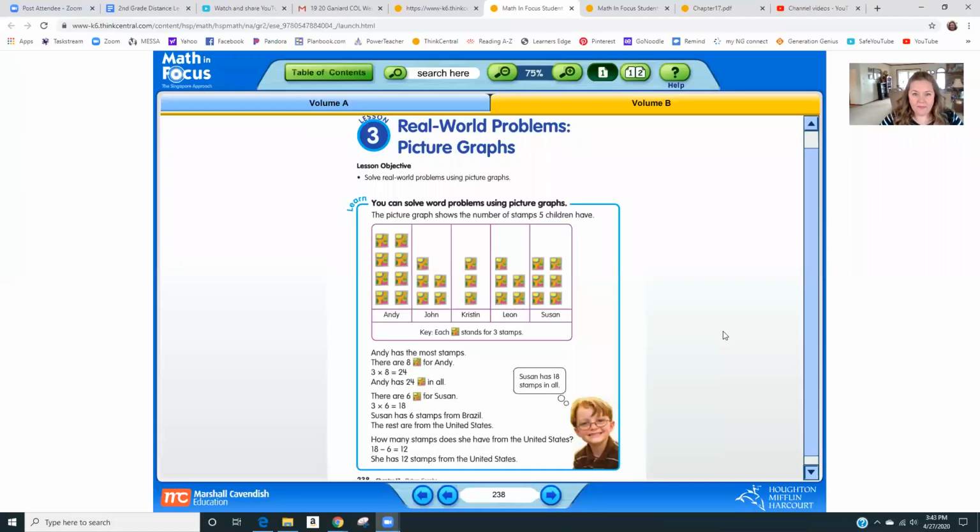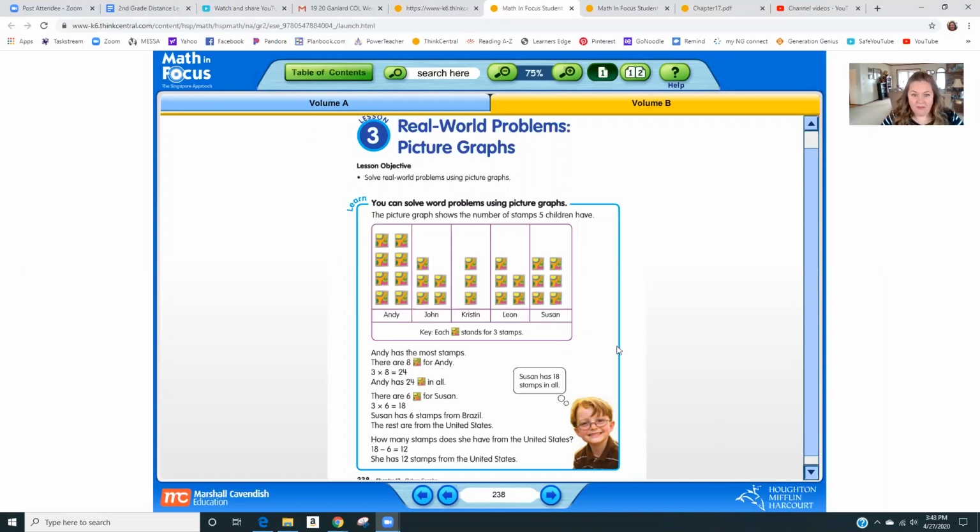Hi, boys and girls. We are going to finish up our chapter on pictographs, using the information that we've learned on how to read and make graphs to solve and answer questions in real world scenarios. Let's get started. Okay, so real world problems using pictographs.